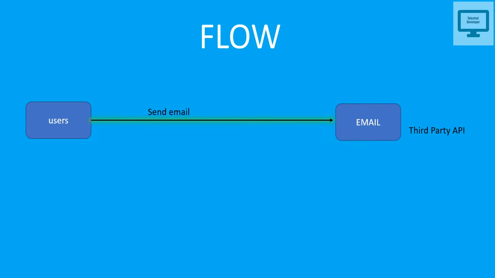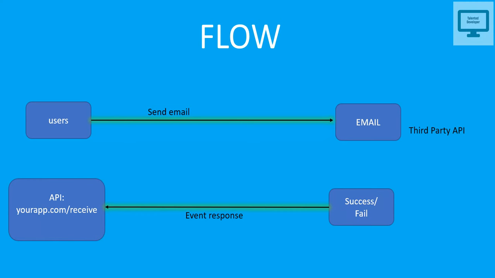So what will the flow be? Just imagine you have an application, okay. In that application, a user can send mail. In that application you have integrated a third party API. In that third party API, you have done a setting like, whenever any user sends any kind of mail, that whole response, either success or fail, needs to be sent to your API. So my API, like yourapp.com/receive. Whenever any user sends an email, I need that whole response to my API, okay. That might be GET or POST, whatever you want to do.